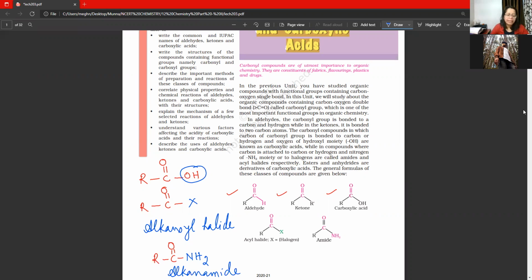Okay. So in this chapter, as I told you, the main three families are aldehyde, ketone, and carboxylic acid. And when carboxylic acid reacts with halo acid, we'll discuss afterwards, we get this family, alkanoyl halide. And if we replace the OH group by reacting with ammonia, then we get amide. So these are the families we are going to study.